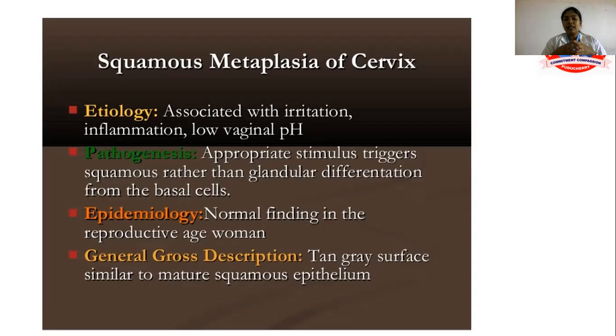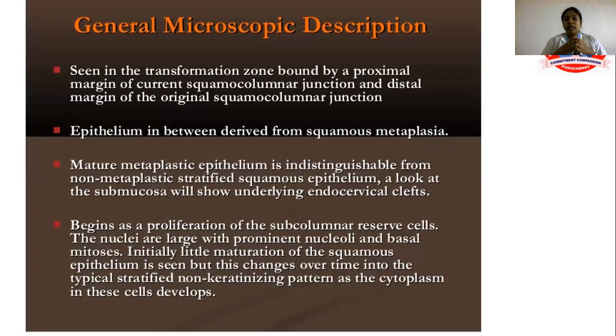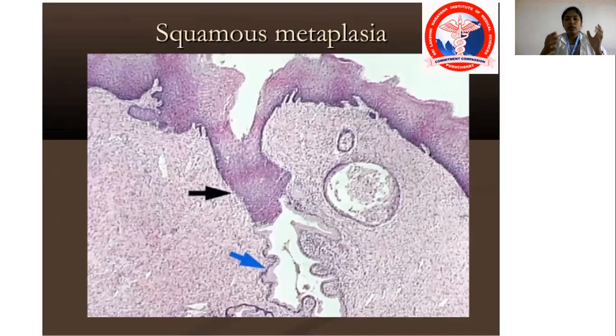Grossly, you will see a tan gray surface which is similar to that of mature squamous epithelium. Microscopically, in the transformation zone, which is bound by a proximal margin of the current squamocolumnar junction and a distal margin of the original squamocolumnar junction. As I told you earlier, metaplasia is nothing but transition from the columnar epithelium to the squamous epithelium. The columnar epithelium is not able to withstand the stress. That is why it is getting transformed or adapted to another epithelium which is able to withstand this stress. Okay. So this is a histopathological picture of squamous metaplasia.